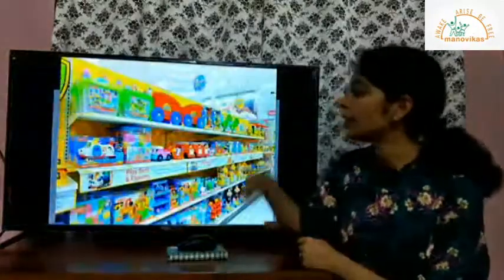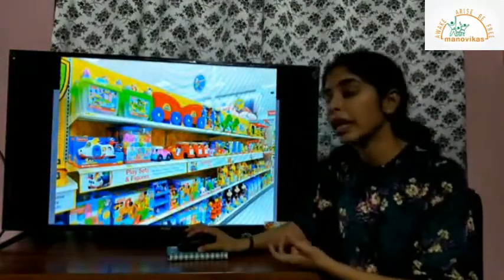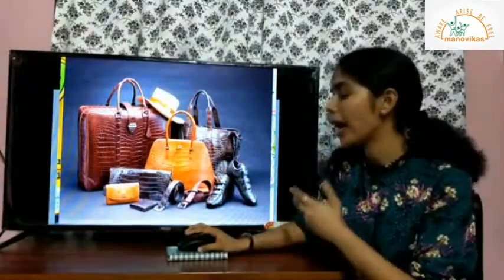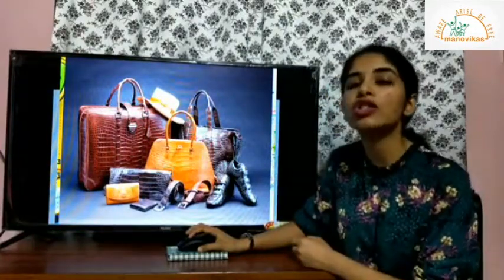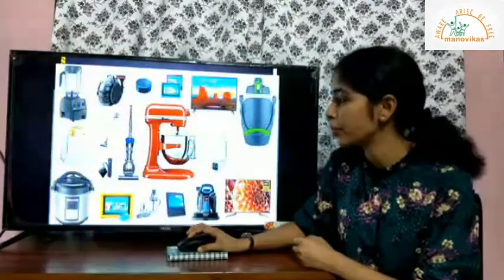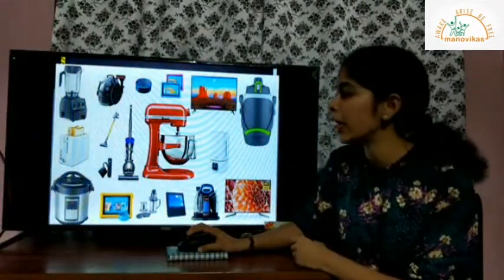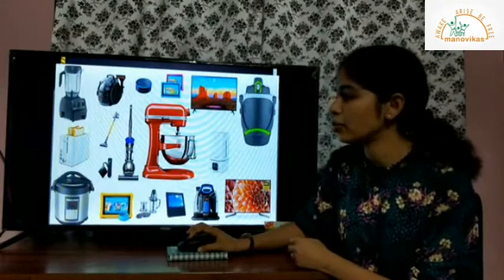Okay, then we have these examples of small scale industries like toy making industries. Okay, leather goods like leather bags, leather belts, leather shoes. These are again small scale industries. Okay, production of different types of small scale electrical items. Okay, that is also a small scale industry.